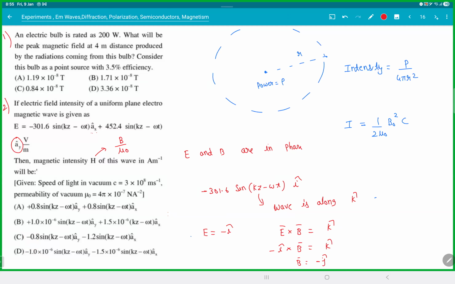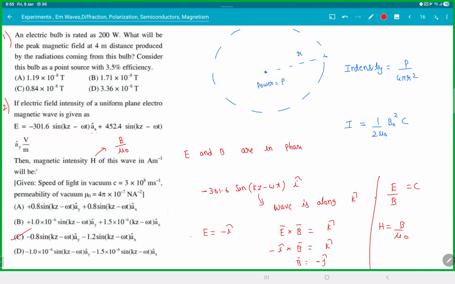Then we have to use the other relation, E by B is equal to C. But he's asking for H, so H is equal to B by mu naught. So a little working there. You'll be stuck between C and D. C is the answer. You can put the numbers and check it out. Now this magnetic intensity is removed from the portion. So mostly they'll ask you to find B only directly. So you can find it for each component separately. Clear what to do?